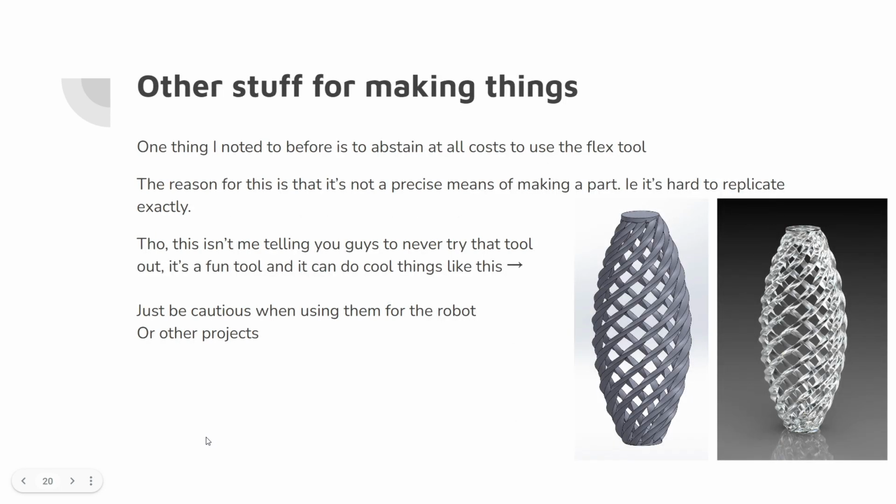So okay, flex tool. Don't use the flex tool. You can do stuff like this, ew. But it looks cool, right? Another important note, you can see how it's not aligned here. It's because of the flex tool. Another reason not to use the flex tool is because it's really hard to get it to line up. So pretty much, have fun with it. Don't use it for the robot.